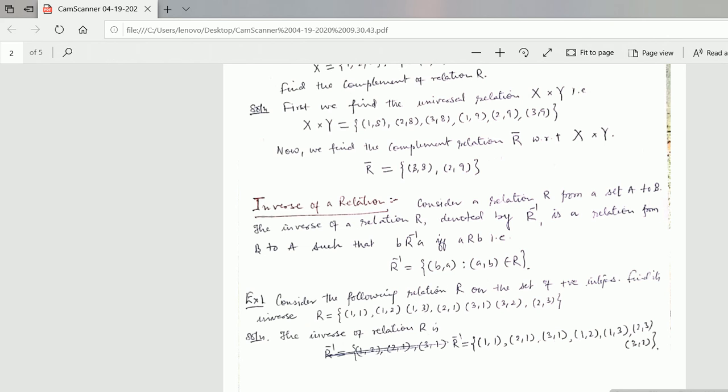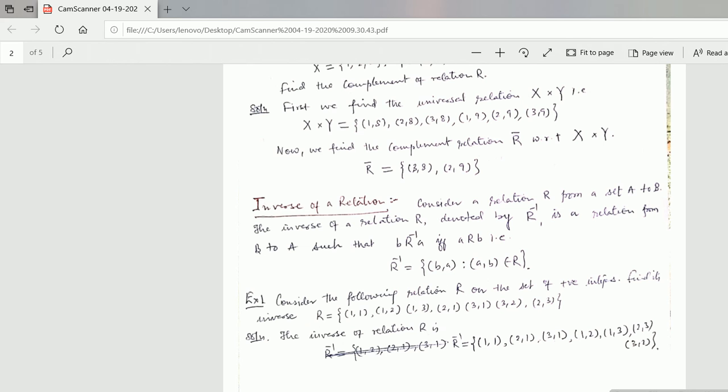Inverse of a relation. Consider a relation R from set A to set B. The inverse of a relation R, denoted by R inverse, is a relation from B to A such that (b,a) belongs to R inverse if and only if (a,b) belongs to R. That is, R inverse is equal to {(b,a) such that (a,b) belongs to R}.